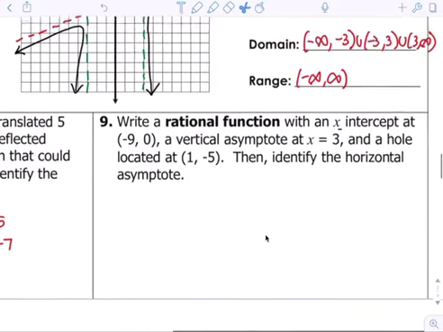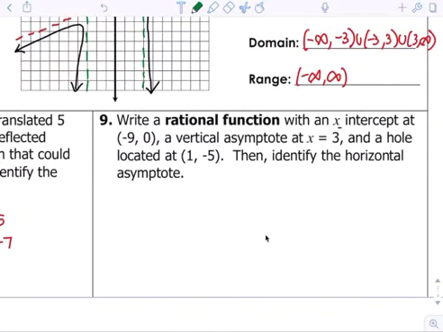Last question, number 9. Write a rational function with an x-intercept at negative 9, 0. So this is kind of using your guys' going backwards, right? So if I have to make equation f of x, I first have an x-intercept at negative 9, 0. So remember, in order to find the x-intercept, you have to set the numerator equal to 0. Well, if we go into reverse, that means this is going to be x plus 9, right? Because if you set x plus 9 equal to 0, that's x is equal to negative 9 for an x-intercept of negative 9, 0. Which is why that's the first part.